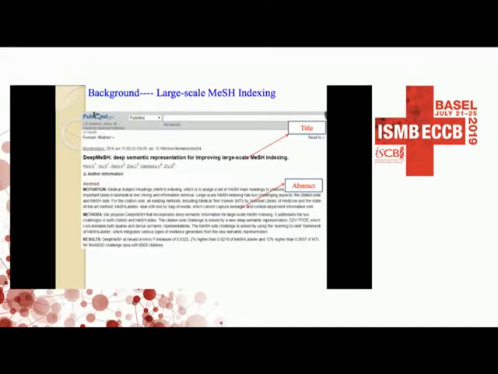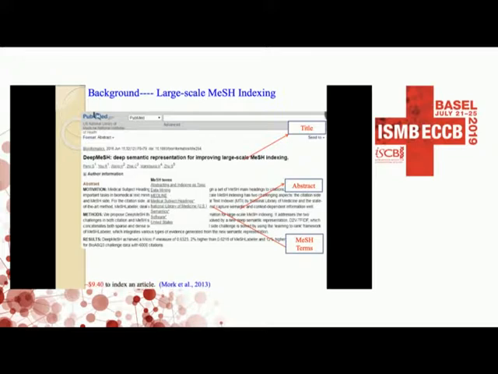Basically, in the previous presentation, a lot of people talked about PubMed. PubMed is a very important database in the biomedical domain, and there are more than 29 million citations in PubMed. It's similar to other scientific articles. They have a title and abstract, but one distinct advantage of PubMed is that they have index terms, MeSH terms.